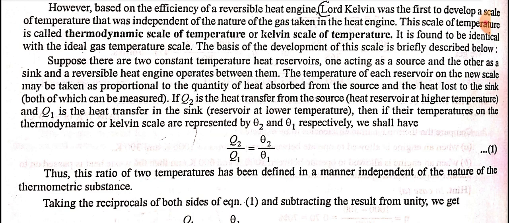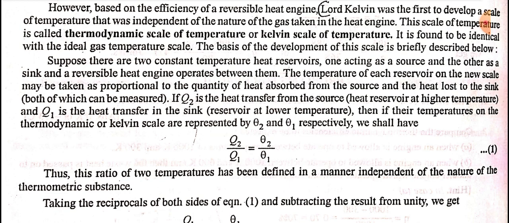Suppose there are two constant temperature heat reservoirs, one acting as a source and the other as a sink, and a reversible heat engine operates between them. Temperature of each reservoir on the new scale may be taken as proportional to the quantity of heat absorbed from the source and the heat lost to the sink, both of which can be measured.